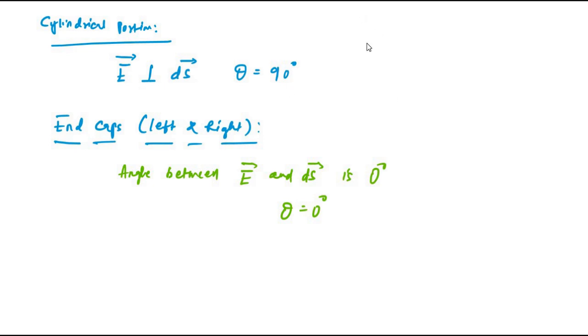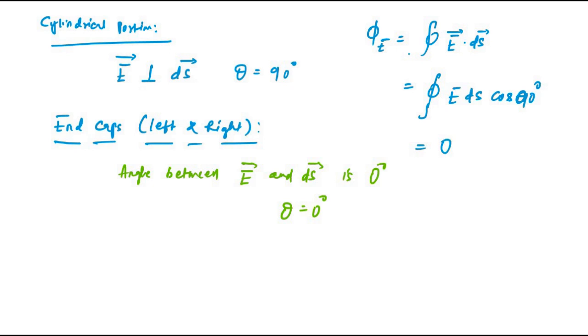So, now we have to follow the definition. For the cylindrical portion, if we calculate electric flux, phi e is equal to the closed surface integral of the electric field vector and the surface element vector, that is equal to the closed surface integral of E ds cos theta. Theta is 90 degrees, cos 90 degrees is 0, so that will be equal to 0 for the cylindrical portion.